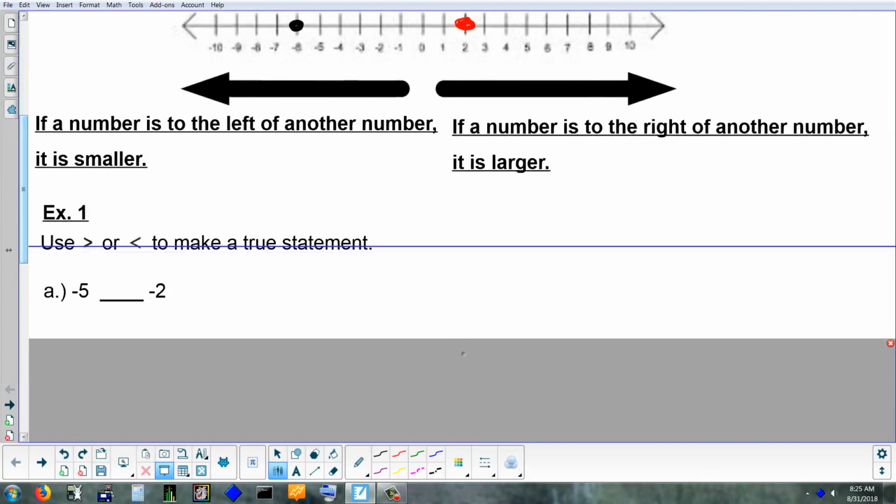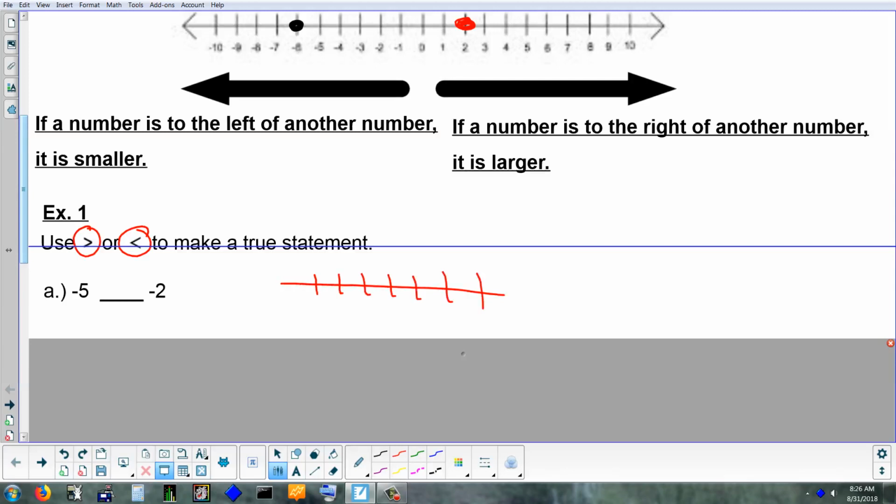So, let's look at some examples and see if we can use one of these two symbols, either greater than or less than, to figure it out. The first one, and I think you guys have to write these in, says -5 blank -2. Is -5 greater than -2, or is -5 less than -2?